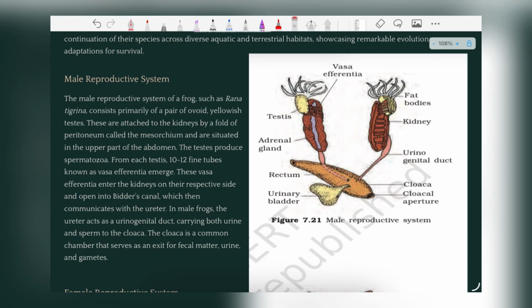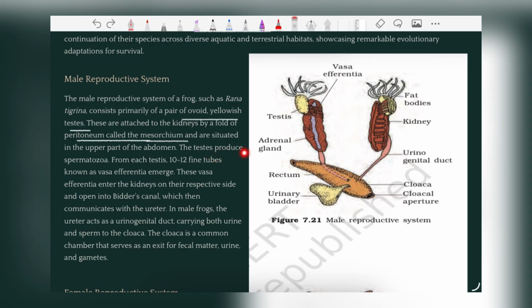Male reproductive system. The male reproductive system of a frog, such as Rana tigrina, consists primarily of a pair of ovoid yellowish testes. These are attached to the kidneys by a fold of peritoneum called the mesorchium. These are very important terms. You must maintain keen attention to them. They are situated in the upper part of the abdomen.